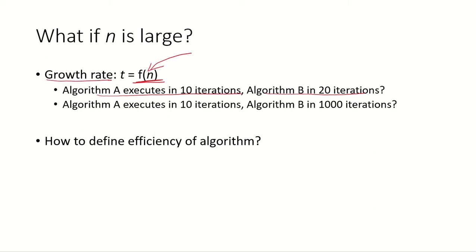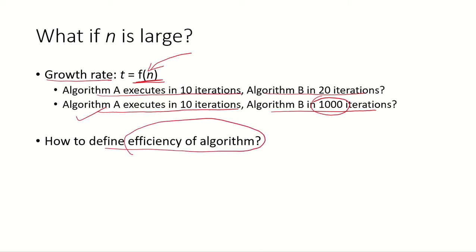are similar in performance. But if there is a case where algorithm A is executing in 10 iterations and algorithm B in 1000 iterations, we can see that algorithm A is performing better than algorithm B. So, how do we actually define the efficiency of an algorithm? Is there any representation for defining the efficiency or the complexity of an algorithm?